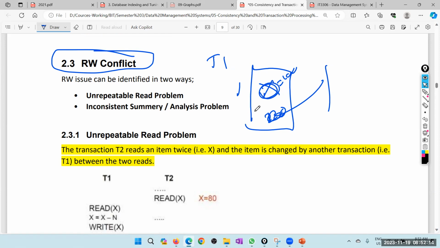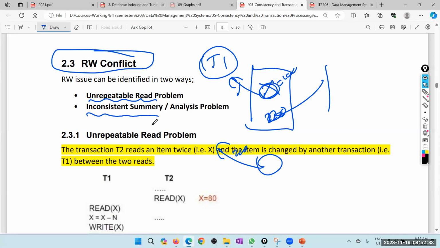And then assume that transaction 1 wants to read that value again. But by that time, it is not 100, it is 200. So earlier, when you read the value X, it was 100. Now when you read the value, it is 200. So that is why we call it unrepeatable read or inconsistent summary. When you read the same value twice in the same transaction, you get two different values.